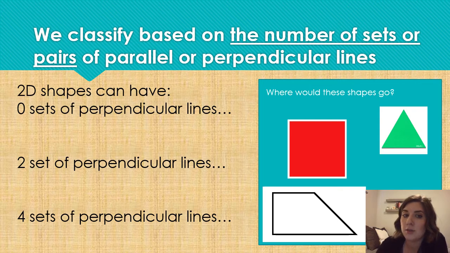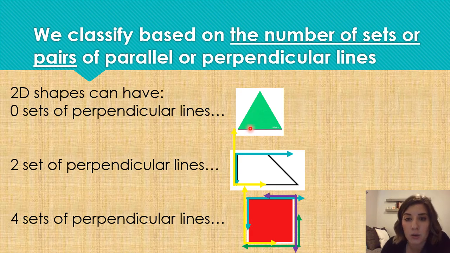Now we'll classify 2D shapes based on the number of sets or pairs of perpendicular lines. So we've got 3 new shapes. This looks like a square. Remember, when I'm counting sets of perpendicular lines, I'm looking for right angles. Any right angle that you count is a set of perpendicular lines. So where do you think this red square would go, this green triangle, or this white trapezoid? Count how many right angles it has so that you can classify it.